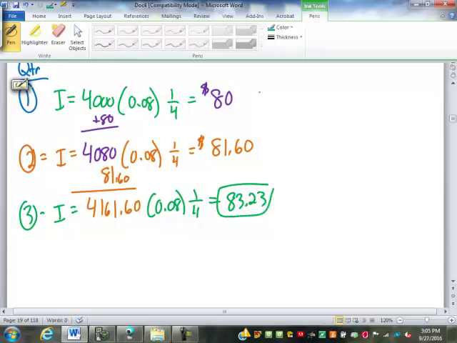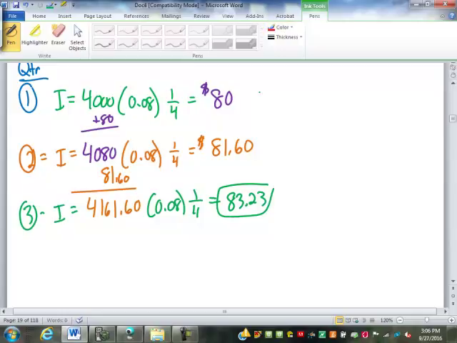Now, how many times would we have to do this to get through 3 years? Quarterly would be how many times a year? 4 times a year for 3 years. So it would be 12 times. I don't feel like doing this 12 times. So let's go back and see if there's a shorter way of doing this.